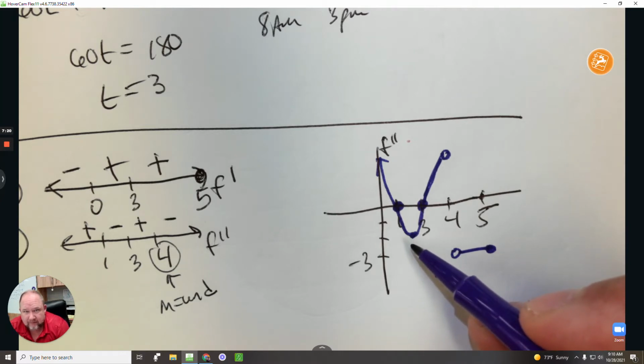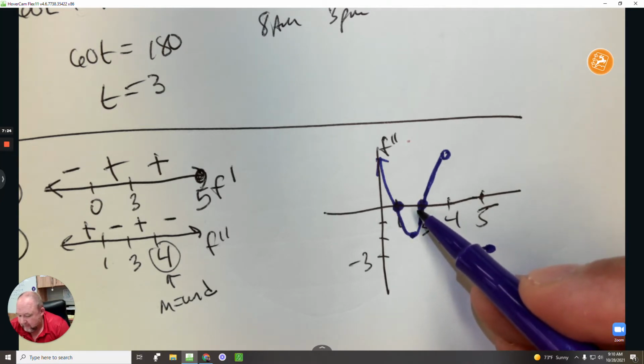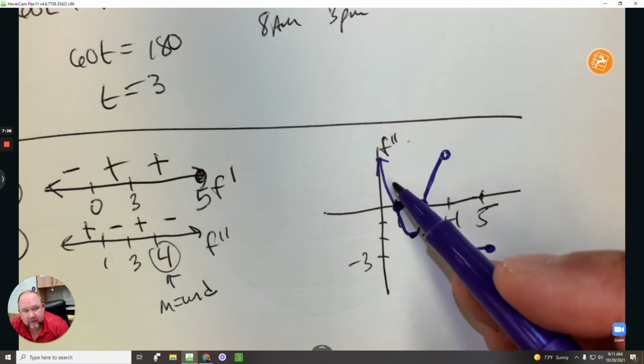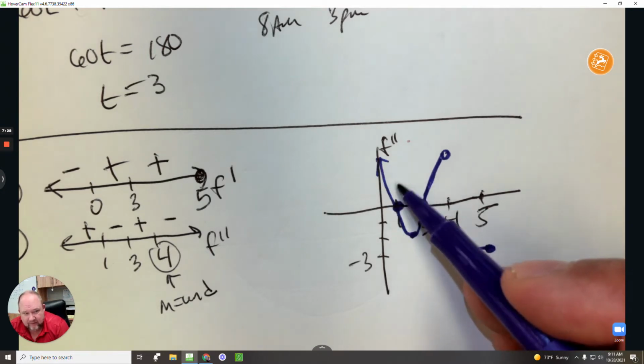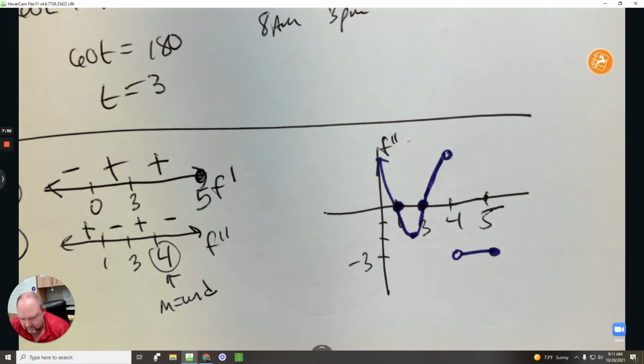That turning point comes from the point of inflection. The x-intercepts, right, are the turning points of the derivative. So it is increasing and then decreasing, then increasing again. I know it's a little challenging.